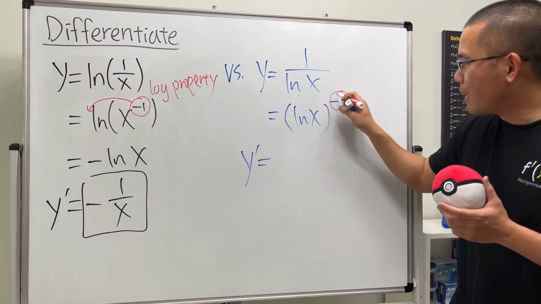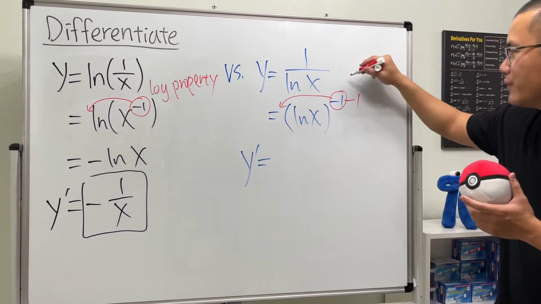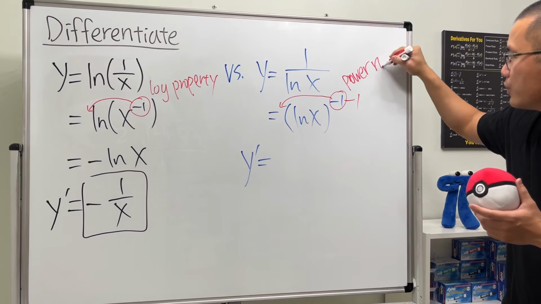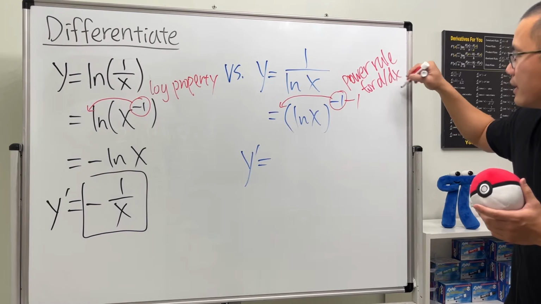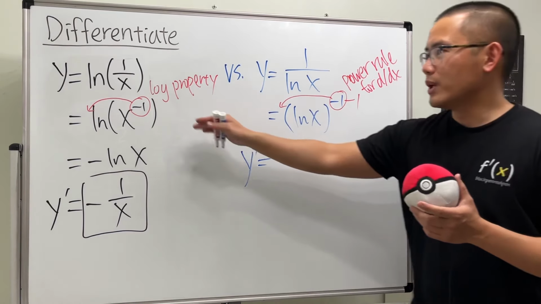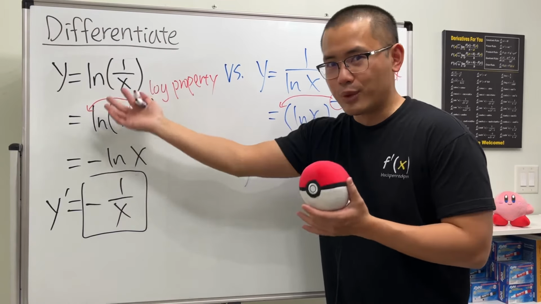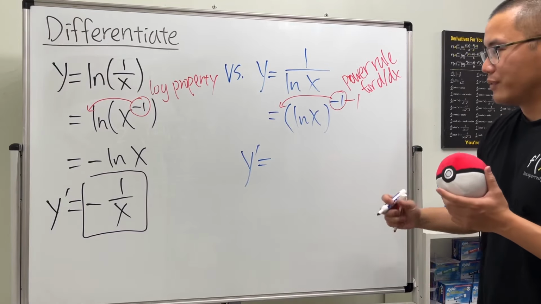We are going to put the power to the front, and then minus 1. This is the power rule for derivative, right? So let me just write this down. Power rule for derivative, d/dx for derivative. Earlier, it was just a log property. You see, from here to here, it was still the original y. But for this, we are talking about the derivative.